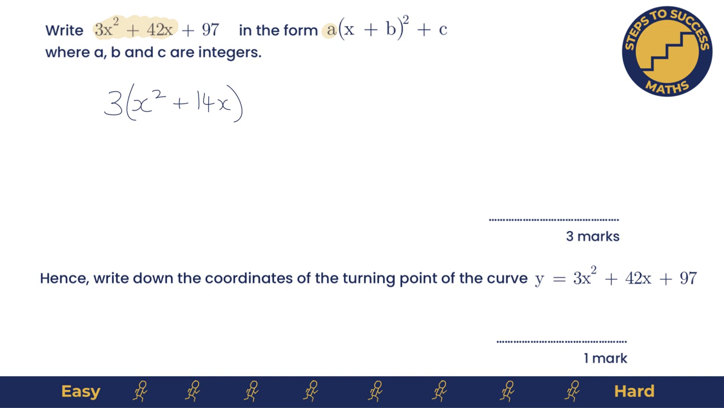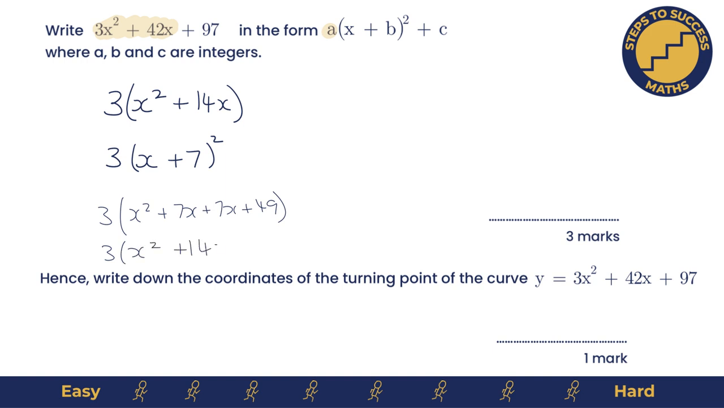So now I want 3 bracket, and then I'm going to complete the square on this section here. So half of 14 is 7. x plus 7 squared. So if I work that out, I've got 3 bracket x squared plus 7x plus 7x plus 49. Tidy it up. 3 bracket x squared plus 14x plus 49.